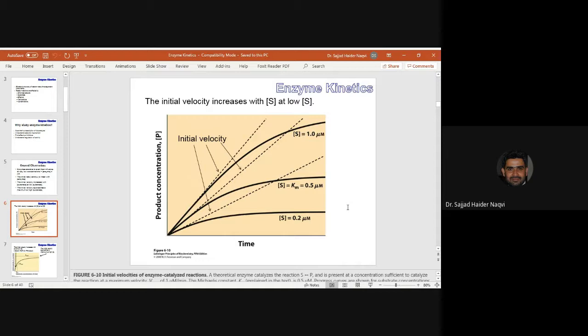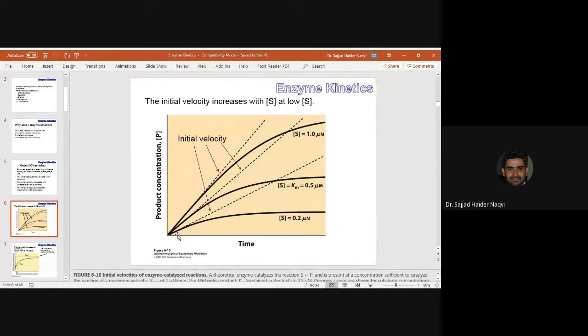Okay, so now going to continue, this particular graph is an enzyme kinetic graph, which is between the product concentration and the time. You can see on the y-axis you have product concentration, and on the x-axis you have the time. So you can see that there are different concentration levels which have been shown. For example, this one where the substrate concentration is 1 micromolar, and this is when the substrate concentration is 0.2 micromolar. So obviously, here we have a lower substrate concentration, and here we have the higher substrate concentration.